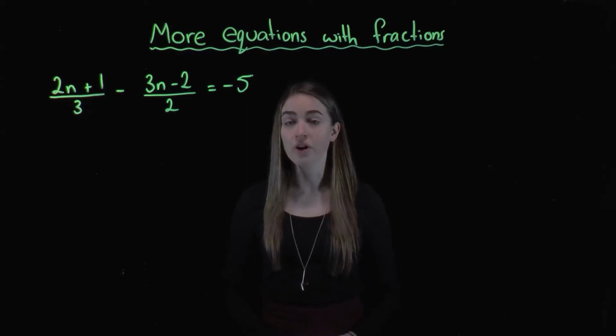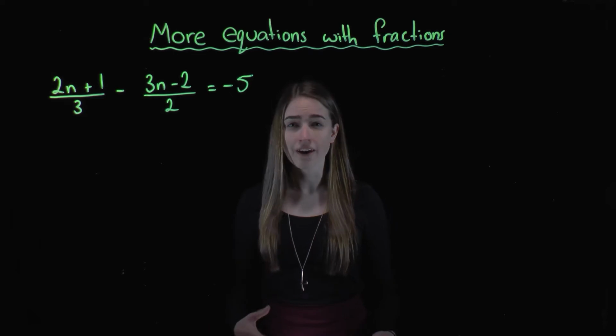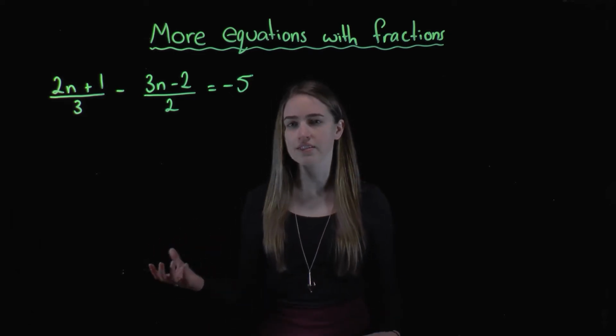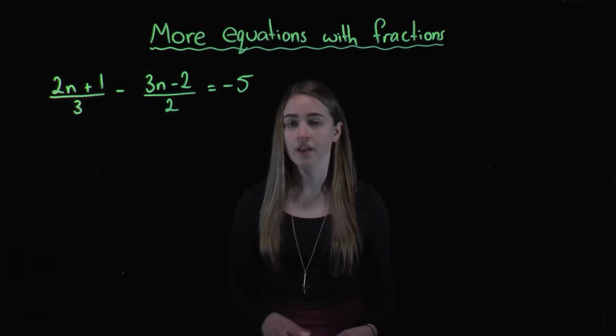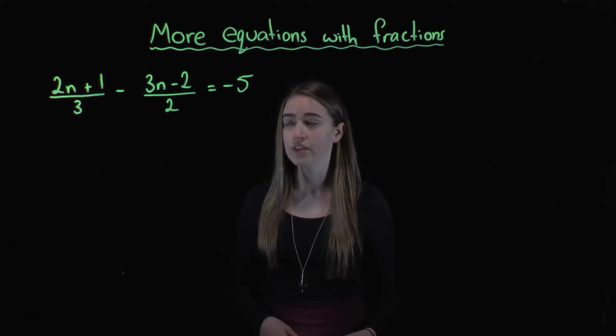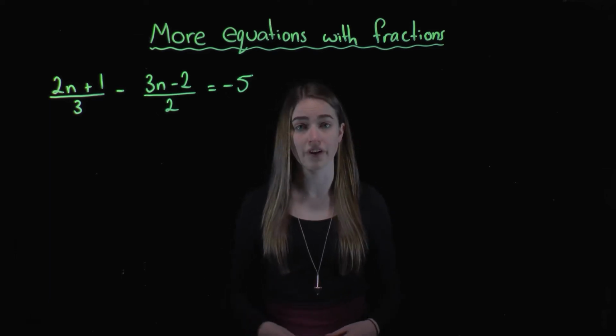In this video, I want to have a look at some more equations with fractions. So in other videos, we have already looked at solving equations that involve fractions, but this is just another style of question that you can get. So we're just going to go through the one example. So we've got 2n plus 1 over 3 minus 3n minus 2 over 2 equals minus 5.